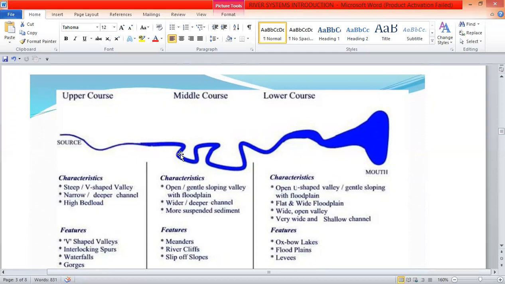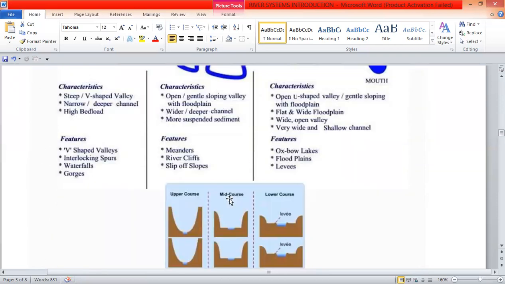But as you approach the middle stage, the channel is becoming wide and is having what? Some more meanders, looping meanders, large loops of meanders. And then you go to the lower stage, the channel size is more wide, as you are going to the mouth. So those are the further characteristics. And here it's a summary of the characteristics. Just take them for your own information.